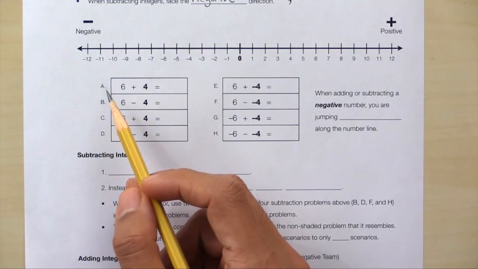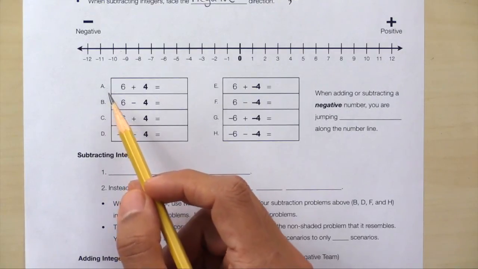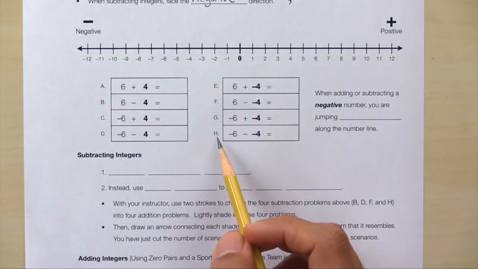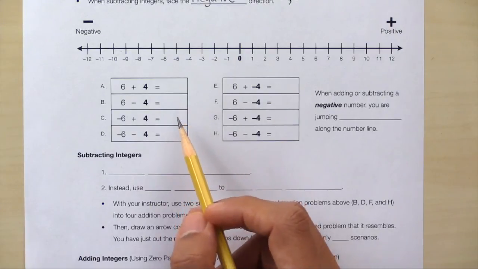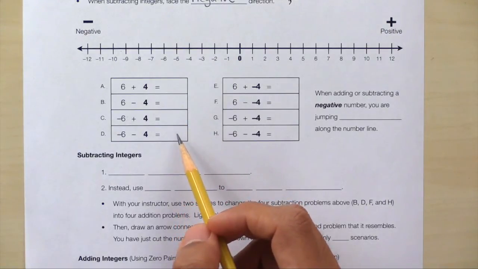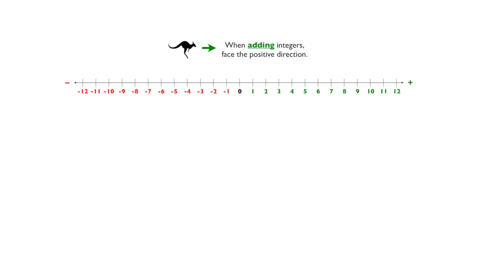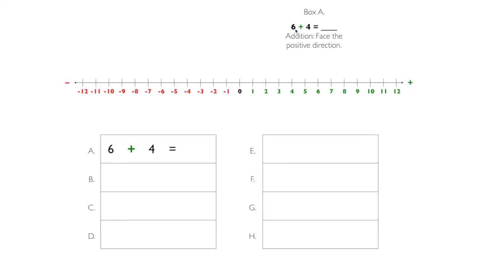We're going to go over 8 problems, starting with problem A and ending with problem H. Fill in the answers as you follow along with the demo. Once again, when adding integers, face the positive direction. When subtracting integers, face the negative direction. Here's the first problem, box A. Here we have 6 plus 4.